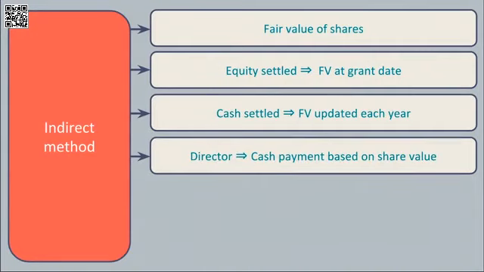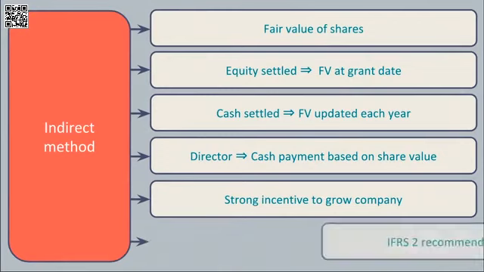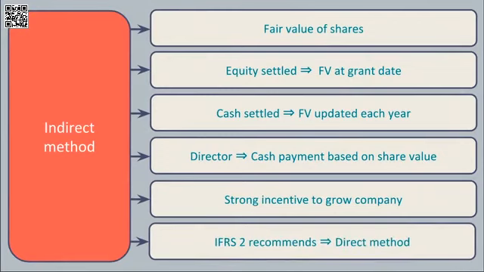So, for example, if a director was paid cash based on the share value, they have a very strong incentive to grow the company and in turn the share value. Now, I said that IFRS 2 recommends we use the direct method. However, the indirect method is more popular for the reason I described. Share-based payments are used to pay employees. And can you really reliably estimate the value of their work?